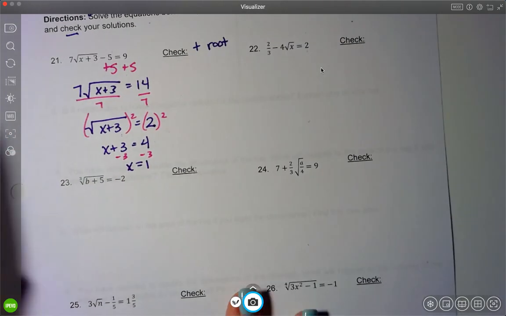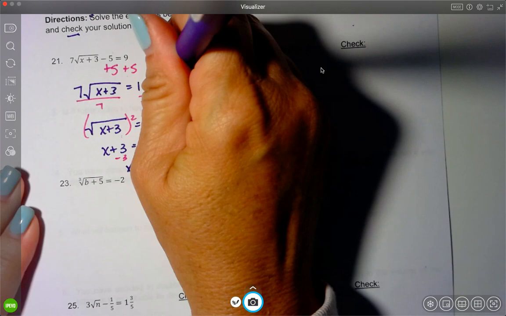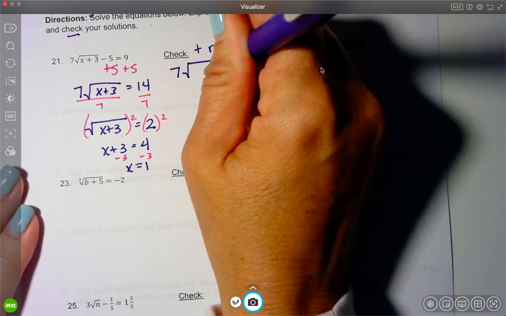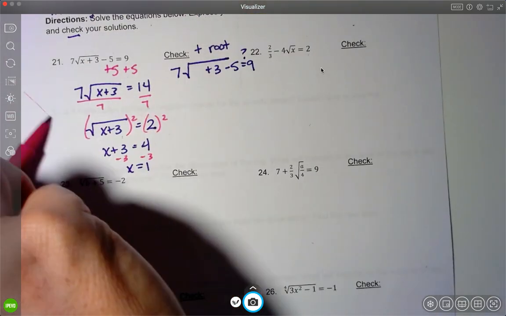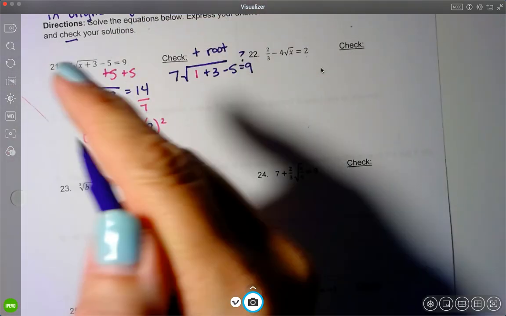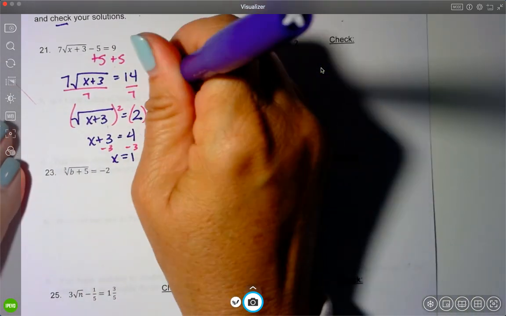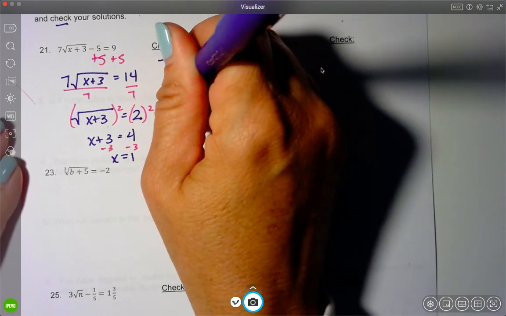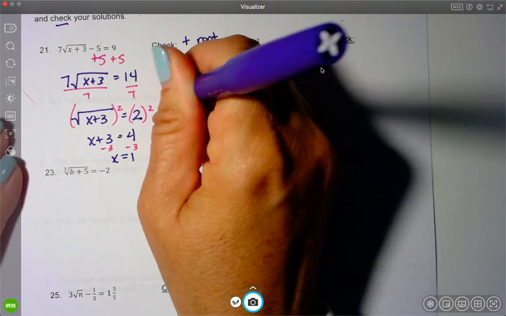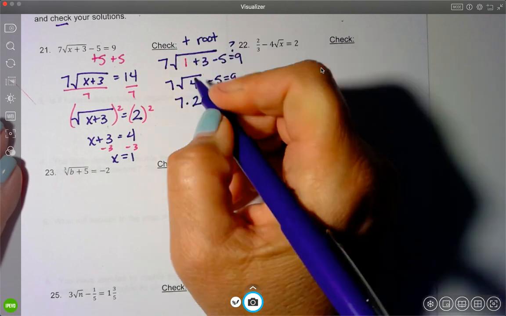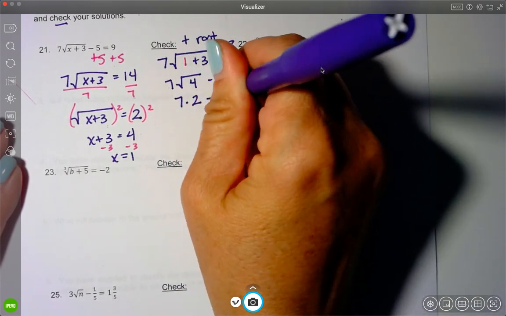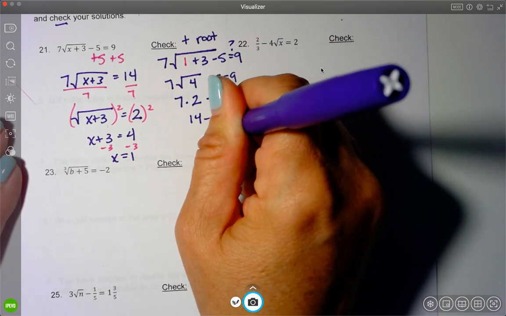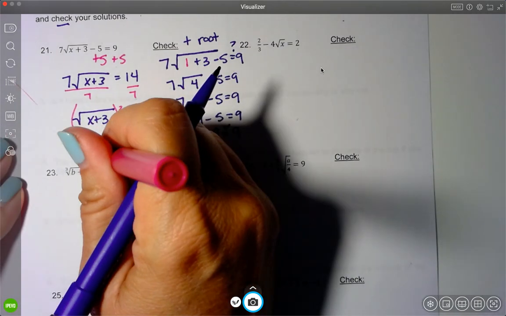All right, now I need to check it in the original equation. So I have 7 square root of x plus 3 minus 5 equals 9. I want to see if that works, and I'm plugging in 1 for my x. Okay, so I would just do order of operations. 7 times square root of 4, right? Minus 5 equals 9. So 7 times 2, right? Square root of 4 is 2. Minus 5 equals 9. 14 minus 5 equals 9. Okay, that works out. So that means that x equals 1 is my solution.